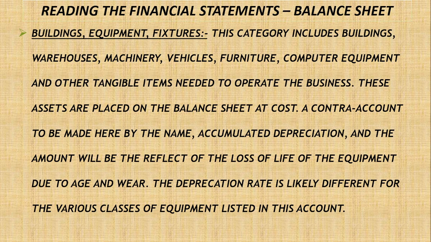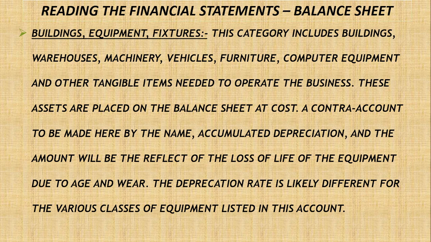Building, equipment, fixtures. This category includes buildings, warehouses, machinery, vehicles, furniture, equipment, and other tangible items needed to operate the business. Tangible items means the items which can be seen with the naked eye. These assets are placed on the balance sheet at cost. A contra account is to be made here by the name accumulated depreciation, and the amount will reflect the loss of life of the equipment due to wear and tear.